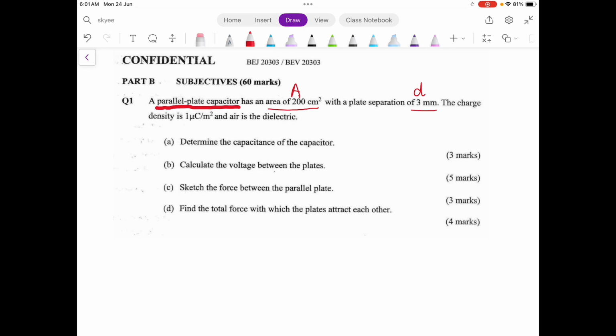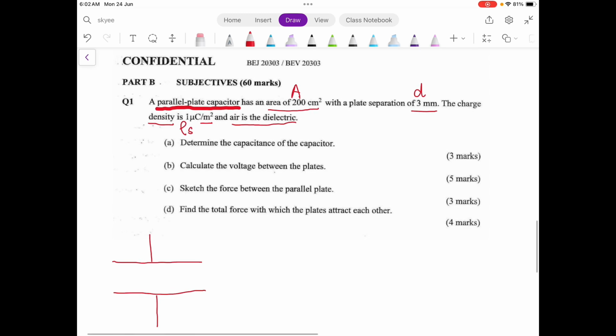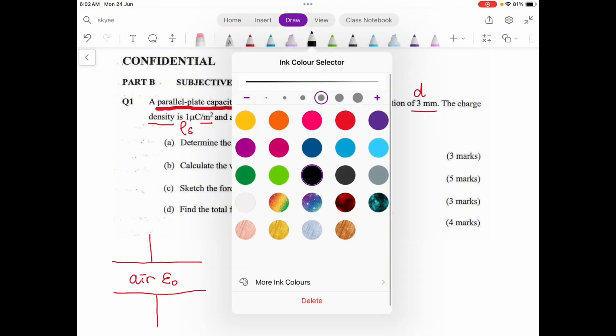The charge density is this one. You can see that this is per meter square, so this is the rho s, the surface charge density, and A is the dielectric. Meaning that over here you have a capacitor, and A is in between the parallel plates, with the dielectric constant of epsilon naught. First of all, you have to find the capacitance.